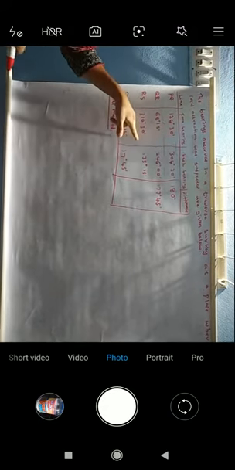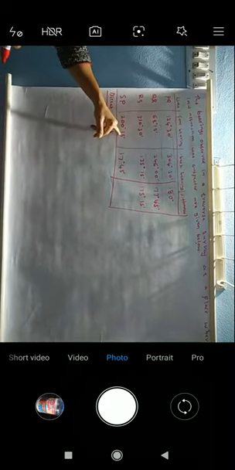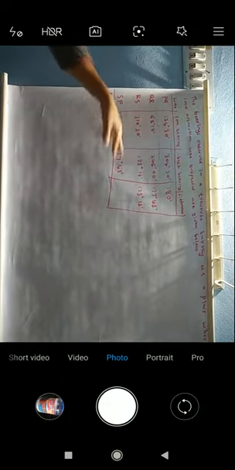RS: 310 degrees 30 minutes minus 135 degrees 15 minutes is 175 degrees 15 minutes. And SP: 200 degrees 15 minutes minus 17 degrees 45 minutes is 182 degrees 30 minutes. So these are the differences of the fore bearings and back bearings.